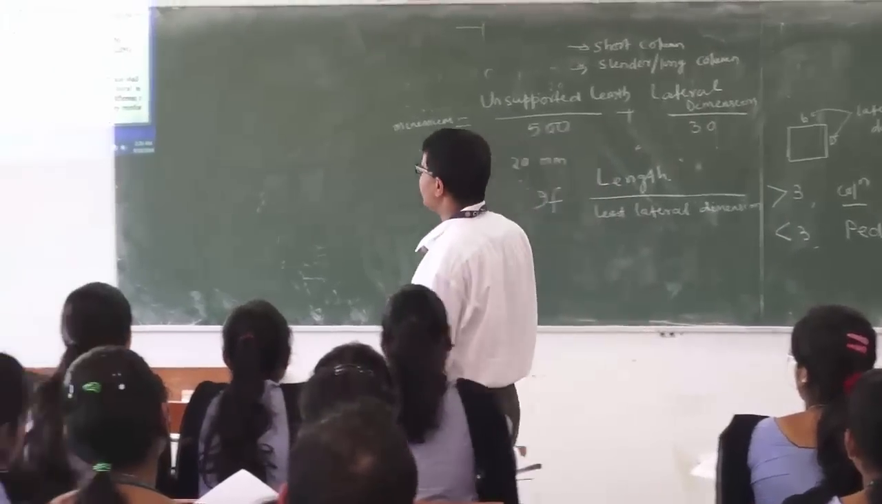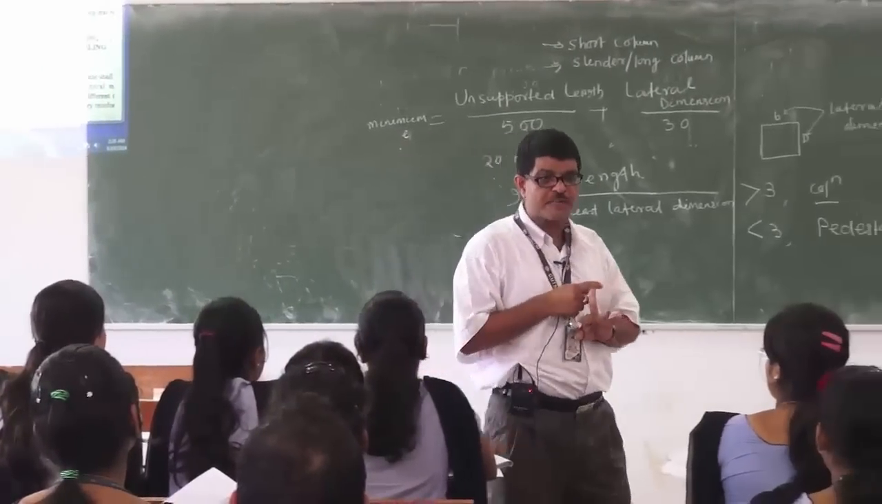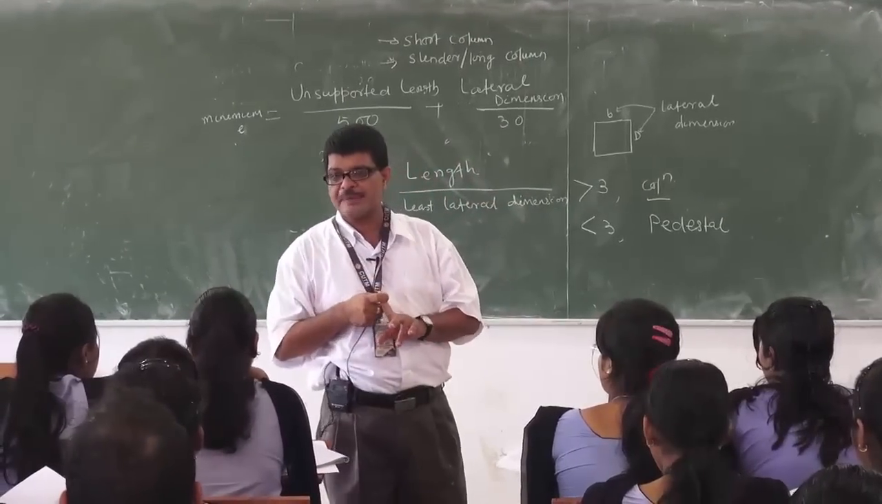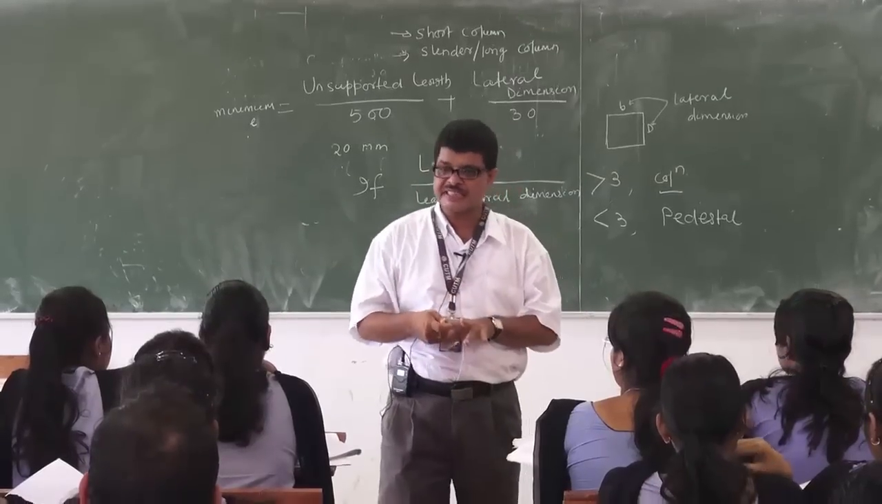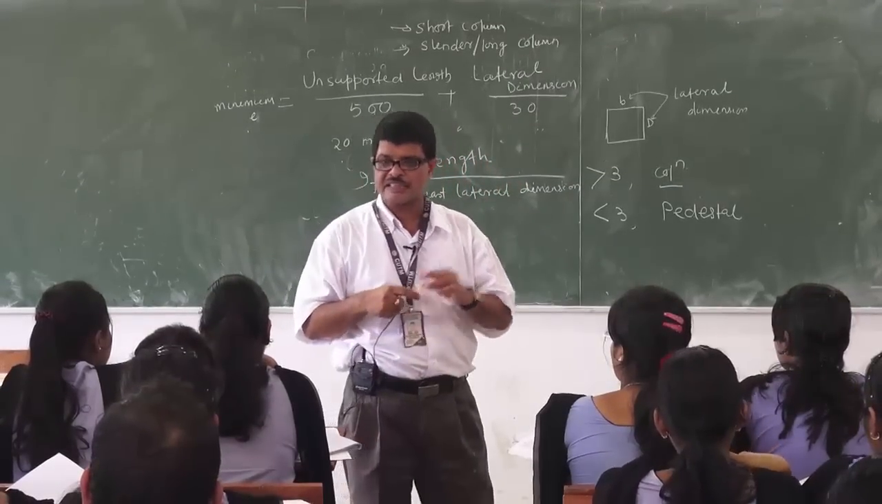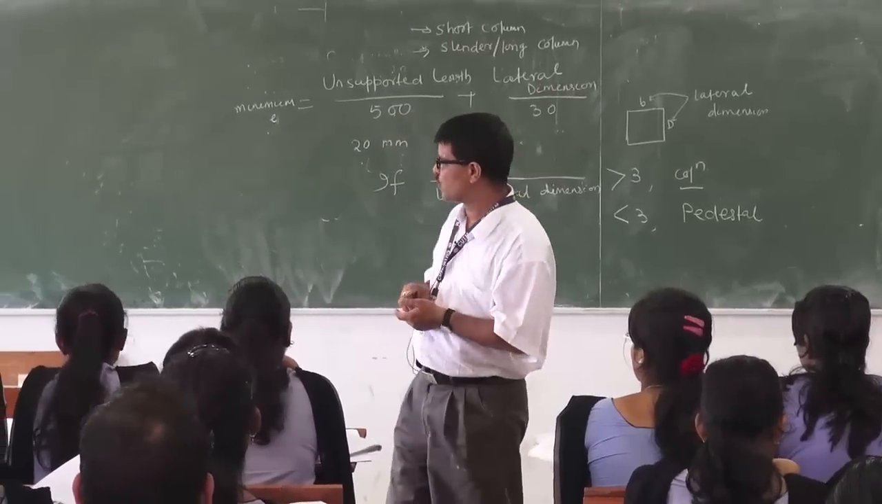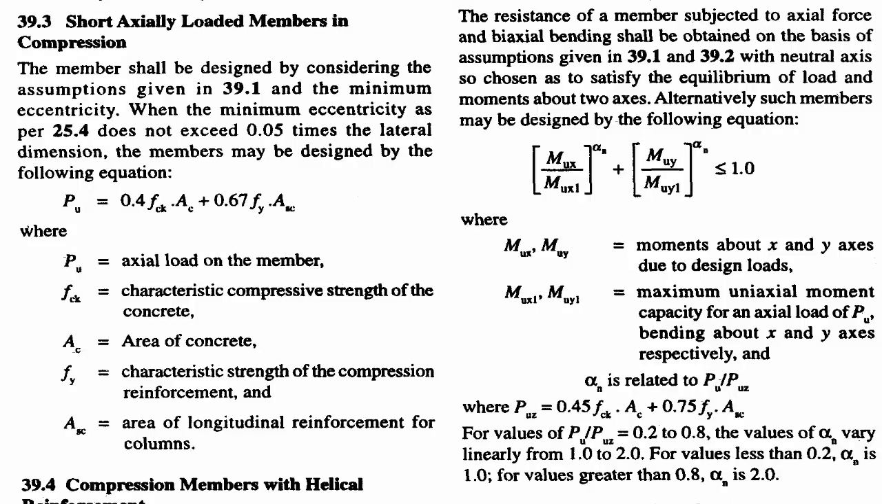Now first you have to decide whether it is a short column or a long column. To know that, if dimensions are known, then you classify. Then analysis or design will be done separately for long columns and separately for short columns. So we will start with the short column. What is the strength of a short column? Again go to page 71 of the code, clause 39.3. So see clause 39.3.